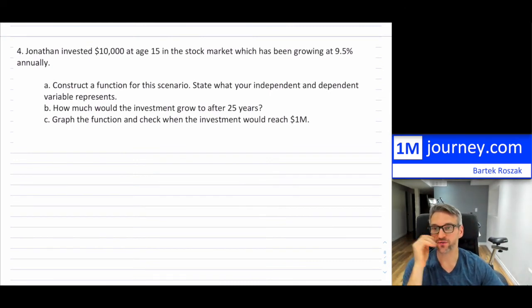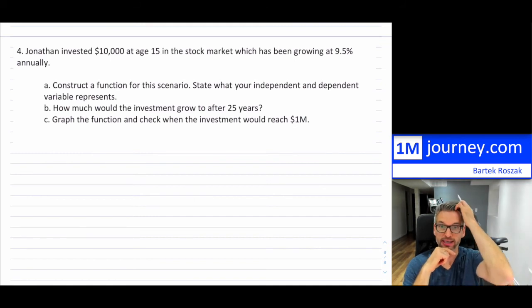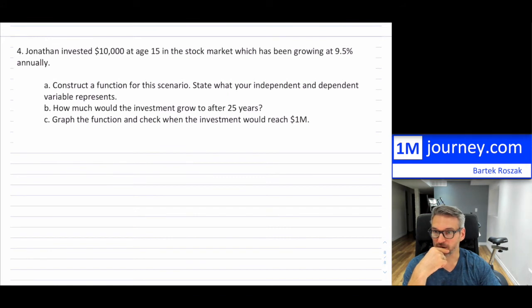Jonathan invested $10,000 at age 15 in the stock market, which has been growing at 9.5% annually. So basically per year, there's that much growth. Again, this is exponential growth, and we have R, so our rate is 9.5%. I guess this is going to be in years. For how long, we have to see.